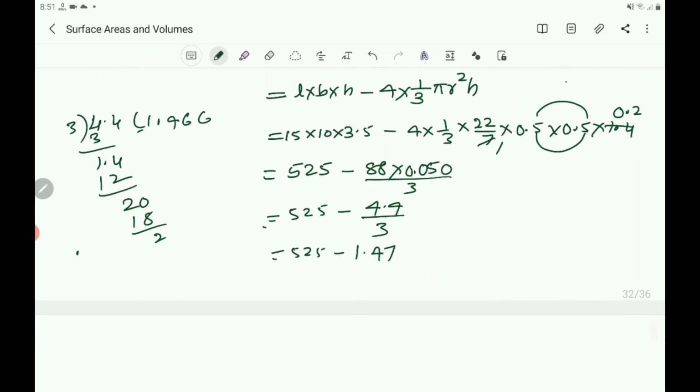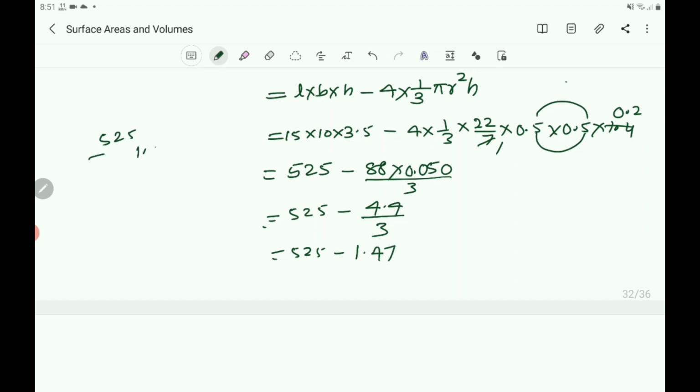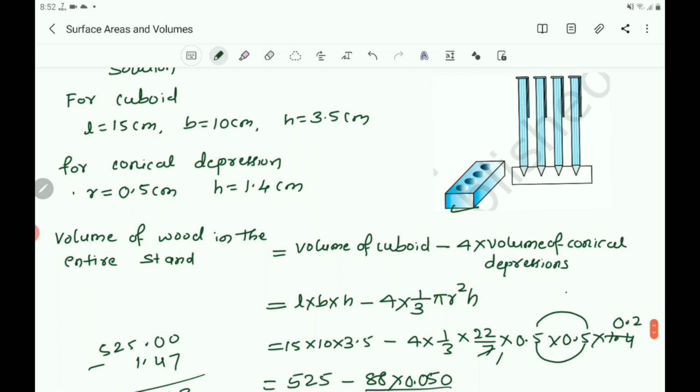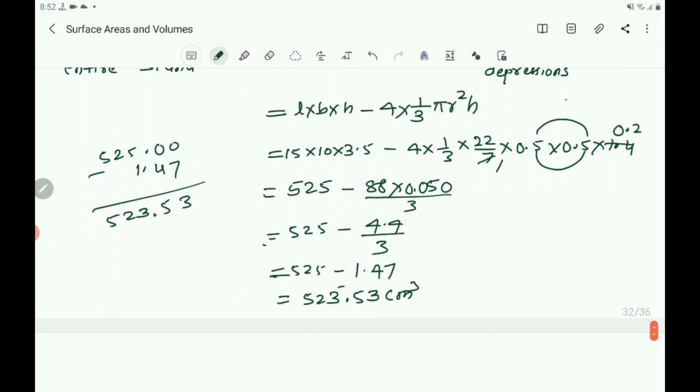Then you subtract 1.47 from 525. 525 minus 1.47. Put 0 here. That is 10 minus 7 is 3. And 9 minus 4 is 5. And 5, means here 4 is remaining. 4 minus 1 is 3. Then 2. Then it is 523.53 cm cube. The volume of the wood in the wooden stand is how much? 523.53 cm cube.